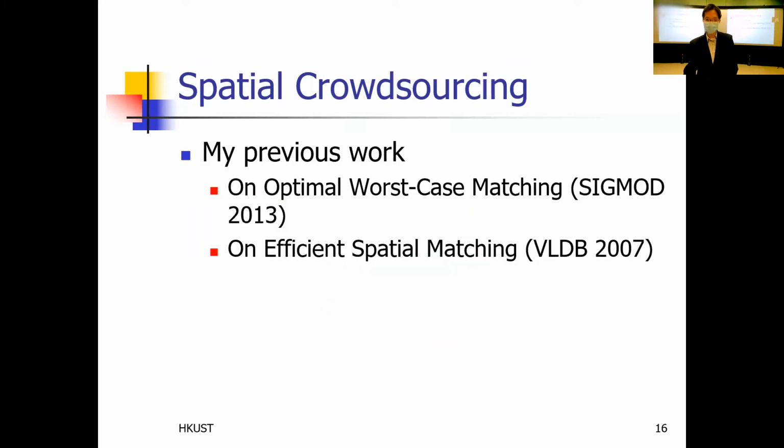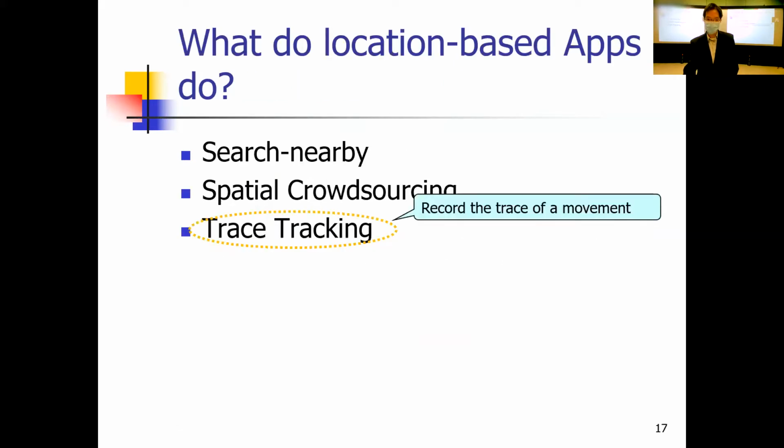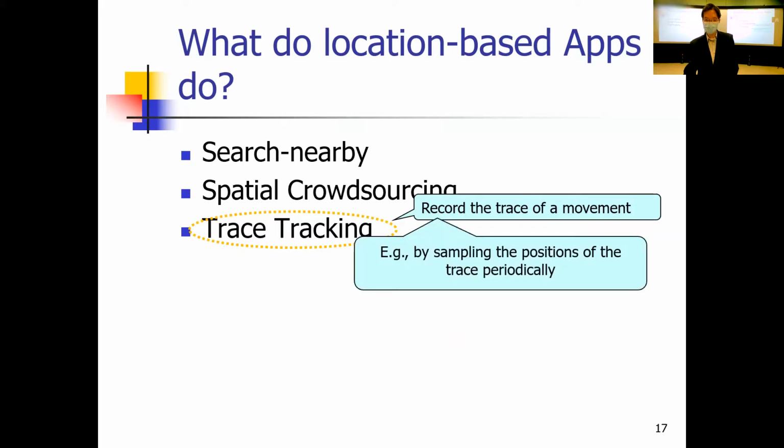And these are 2 previous works related to spatial crowdsourcing related to me on optimal worst case matching, on efficient spatial matching. Now go to the third one, trace tracking, which is also one feature in location-based apps. This can record the trace of a movement. For example, the app will sample the position of the trace periodically.